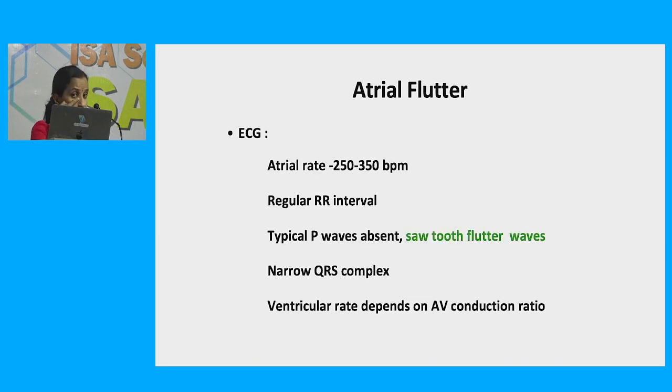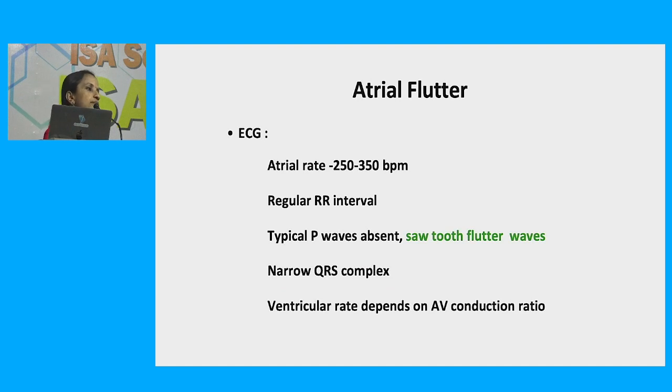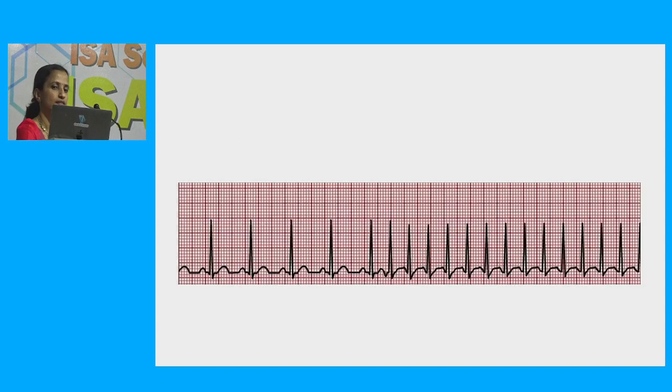Usually the atrial rate is 250 to 300 with a regular RR tachycardia. But you get sawtooth flutter waves and the QRS is narrow. The ventricular rate depends on the AV conduction ratio. Management is similar to that of atrial fibrillation, except that the joules used are low, that is 50 to 100 joules. Almost the same management. Now just another ECG.